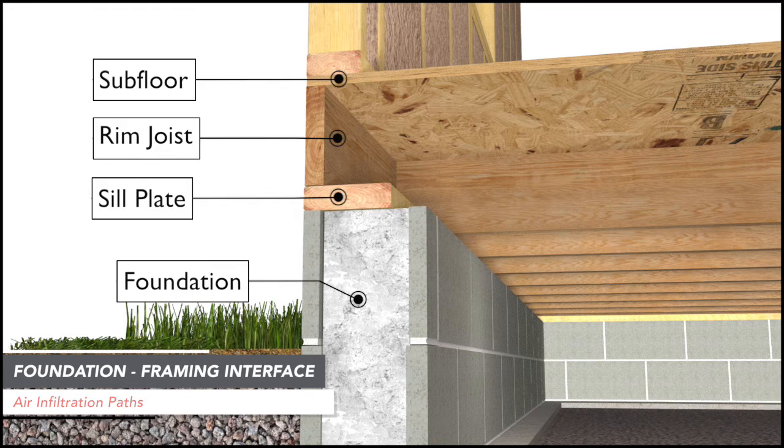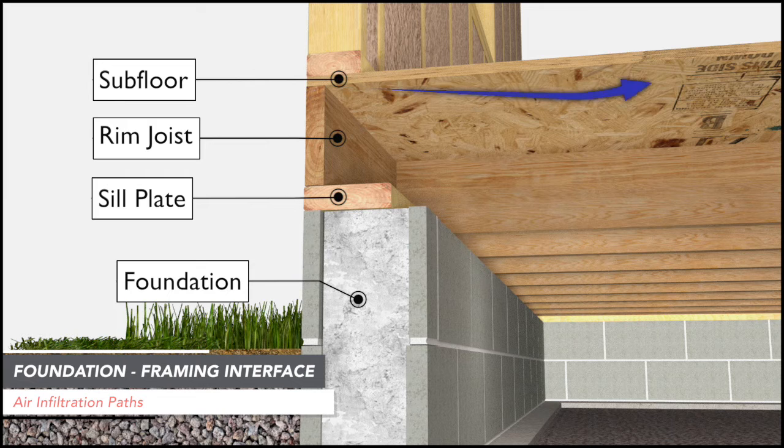Aside from penetrations from piping and wiring, air infiltration occurs at the gap between the bottom of the sill plate and the top of the foundation wall, the gap between the bottom of the rim joist and the top of the sill plate, and the gap between the underside of the subfloor and the top of the rim joist. Reducing air infiltration at these locations is critical to achieving building air leakage limits required by current building and energy codes.